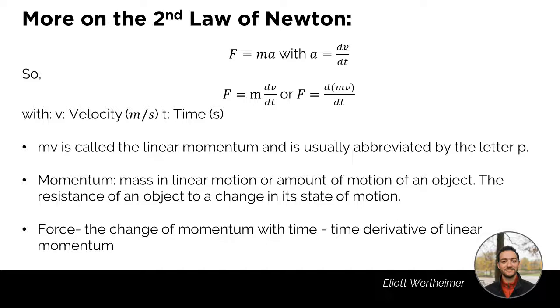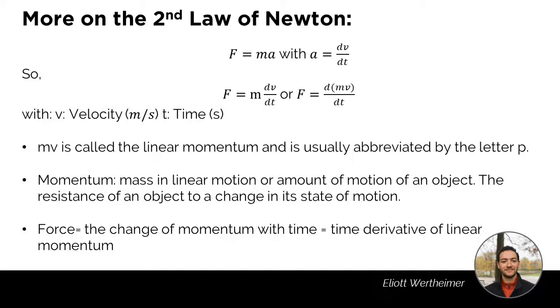If you have a decreasing velocity with time, you get a negative acceleration. So we can rewrite our equation as F equals mass times the time derivative of velocity. And by doing a bit of math, you get that the external force is equal to the time derivative of the product m, so mass times velocity. That product is actually very important in physics. It's called linear momentum, and it's usually abbreviated by the letter P.